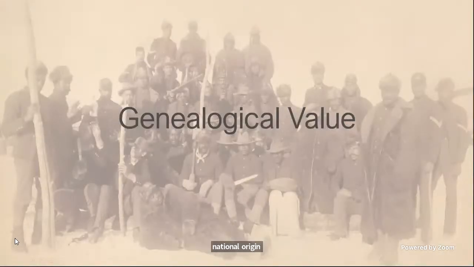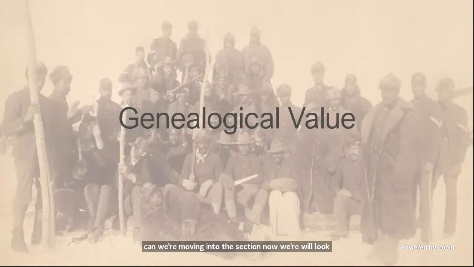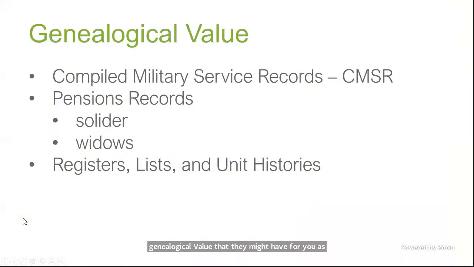Okay, we're moving into the section now where we'll look at some examples of records about the colored troops and the Buffalo Soldiers and talk about the genealogical value that they might have for you as you're trying to push back your research. The records we'll look at today are compiled military service records, pension records, both soldier pension and widow pensions. And I've also prepared a section on registers, lists, and unit histories.